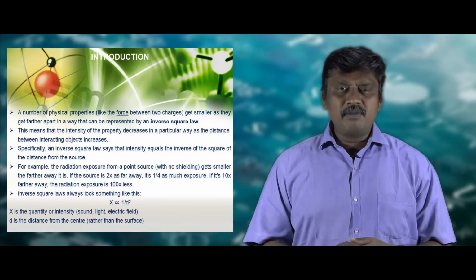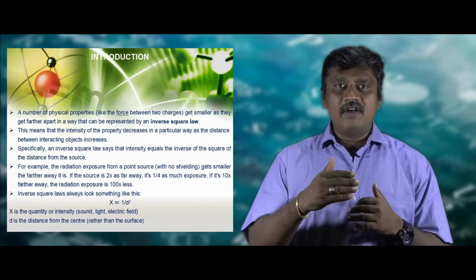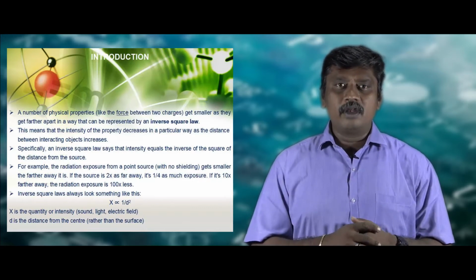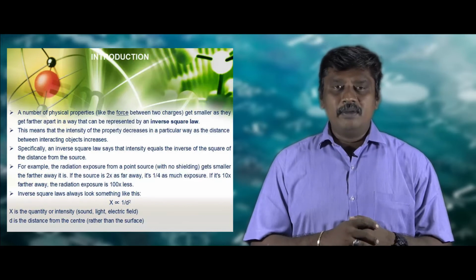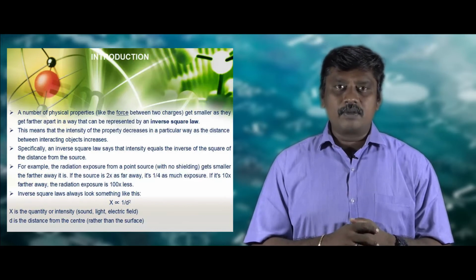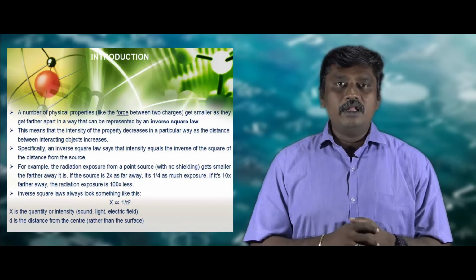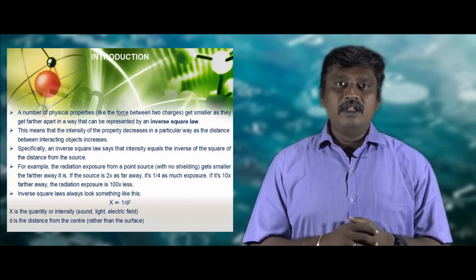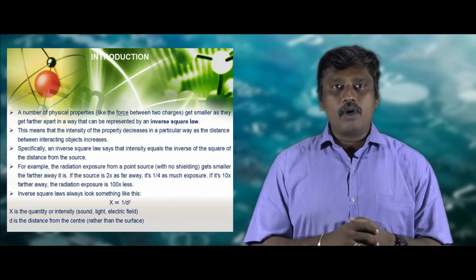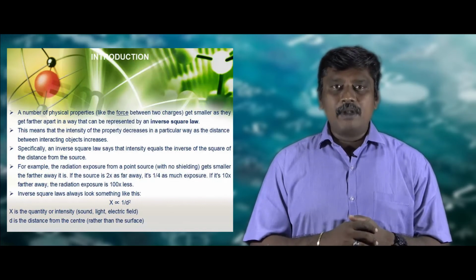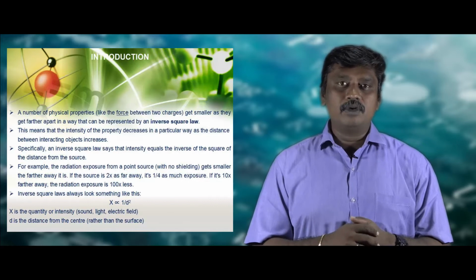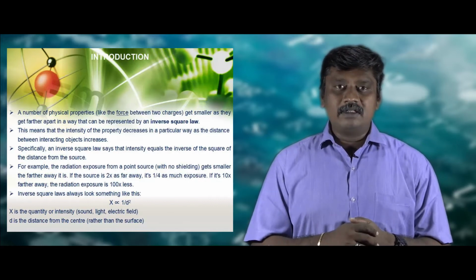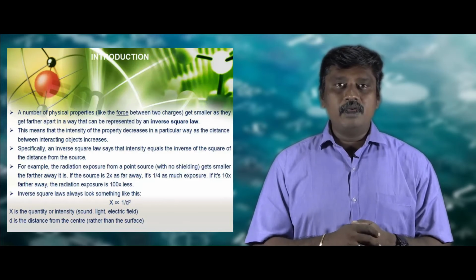For example, if you are traveling away from a radioactive source, the radiation exposure will decrease. That means that if the distance is 2x from the point radioactive source, then the decrement will be 1/4. If the distance is 10x, then the decrement of the radiation exposure will be 100. Then it can be represented as x is proportional to 1 by d square, where x is the radioactive point source and d is the distance of the point from the point source.